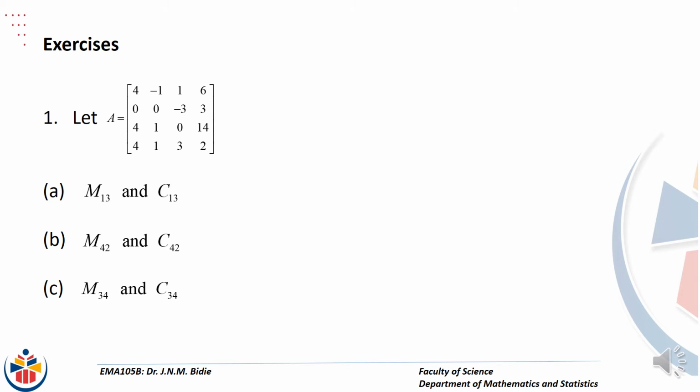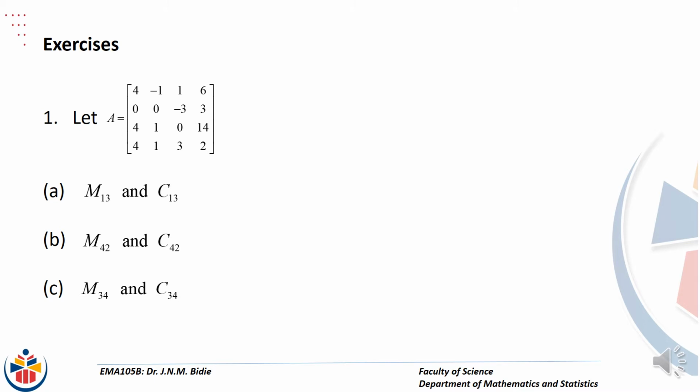Some exercises. The first one, you are given a 4×4 matrix. Just calculate the minors and the corresponding cofactors that have been given to us. Remember, for a minor, you delete a row and a column. So M13 means you delete the first row and the third column, so you are left with a 3×3 matrix.